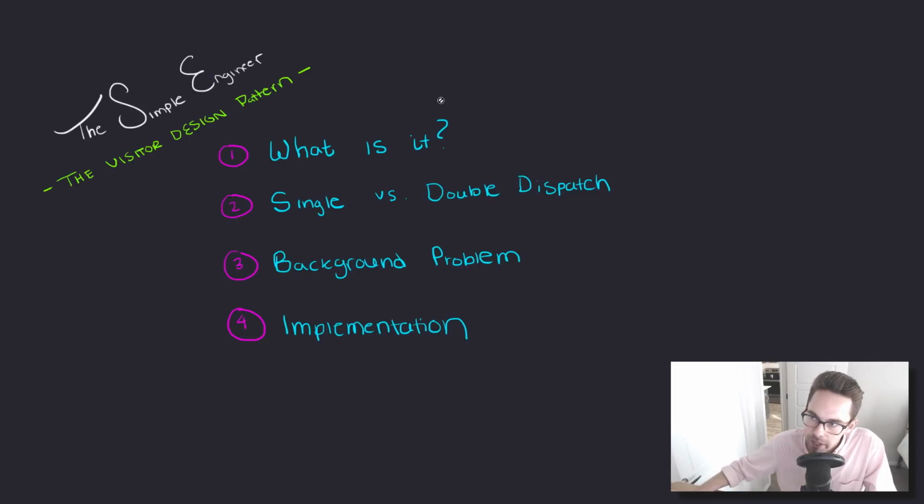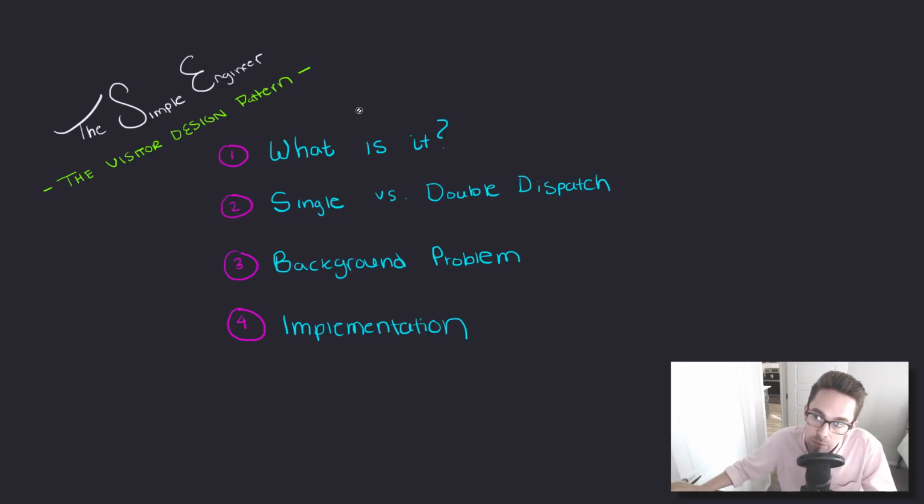Okay, so looking back, we've covered the visitor design pattern, what it is, and the overall diagram. But let's talk about why something like this came to fruition. And it all centers around this idea of single versus double dispatch. And single versus double dispatch is something that we're probably already familiar with, but maybe under a different term. And that term is polymorphism.